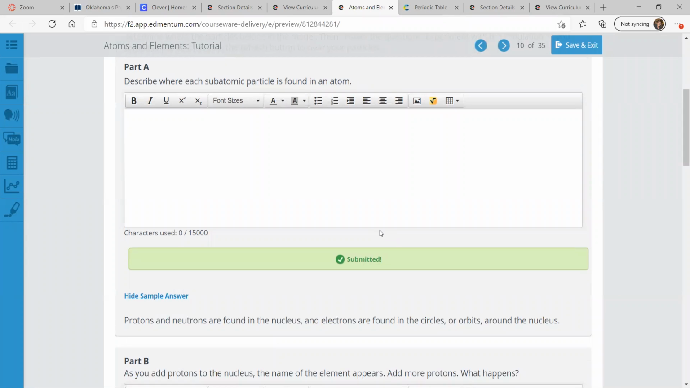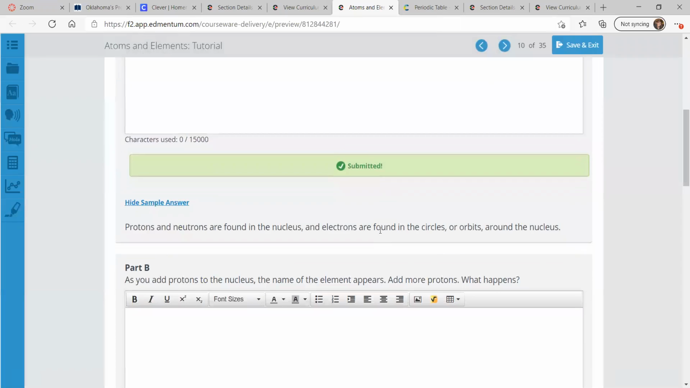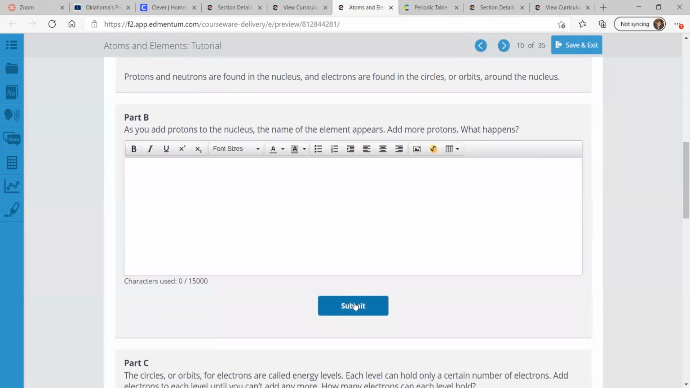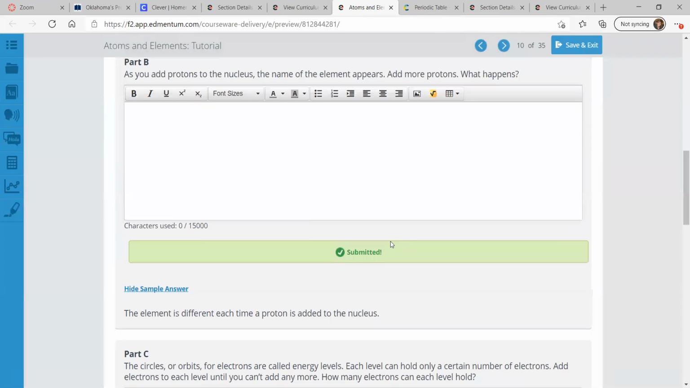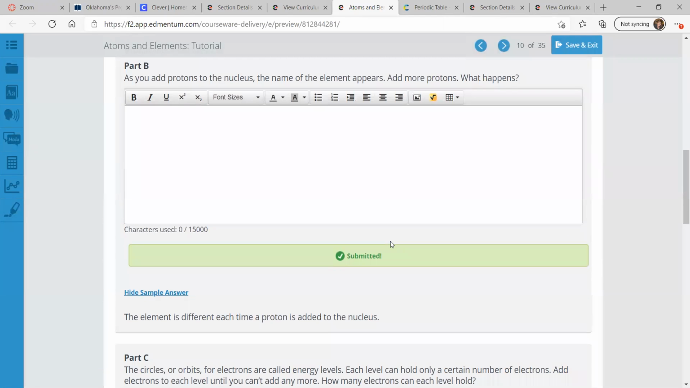Protons and neutrons are found in the nucleus, while electrons in this model are found in the circles or orbits around the nucleus. If you add more protons, what happens? Well, the element is different each time a proton is added to the nucleus.